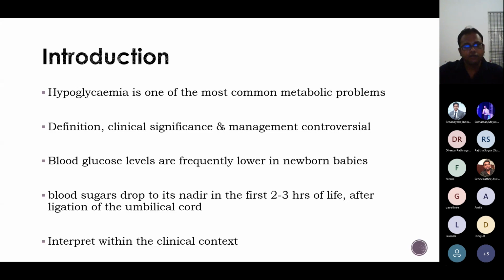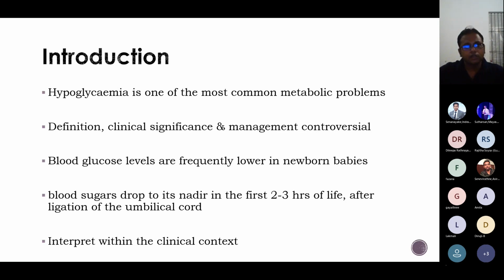So as I mentioned earlier, hypoglycemia is one of the most common metabolic problems encountered in pediatric practice. Definition, clinical significance, and management are controversial. So there's no standard definition, and various sources give slightly different definitions. And blood glucose levels are frequently lower in newborn babies, and interestingly, they can even tolerate these low sugar levels.